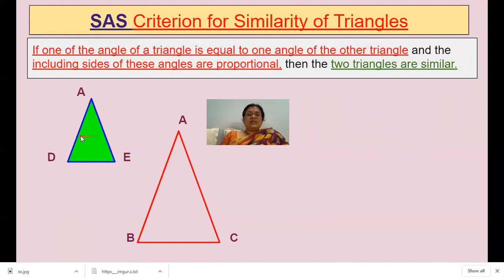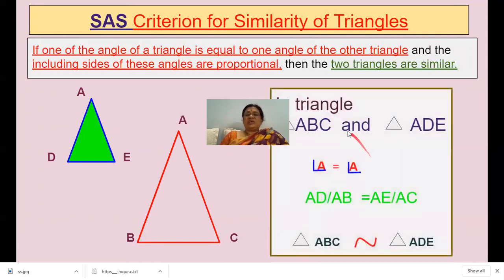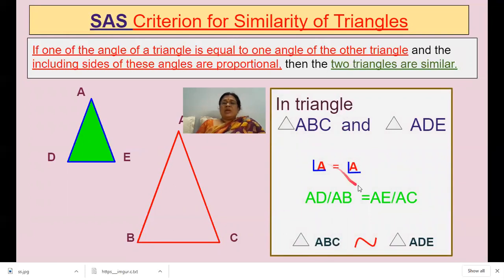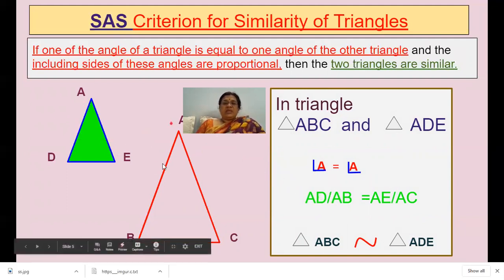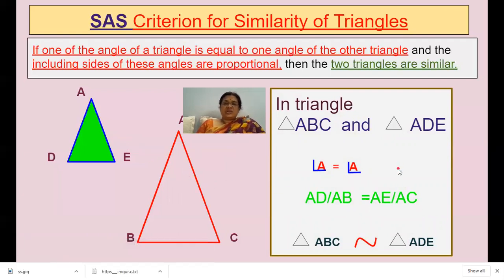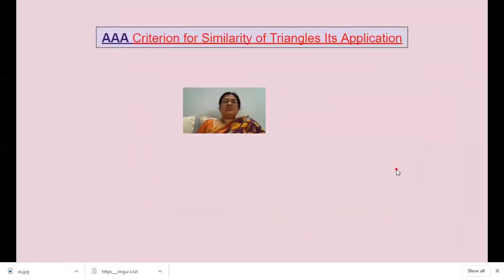So in this triangle and in this triangle, the angle is equal and the sides are proportional. In both triangles, the big triangle ABC and the small triangle ADE, angle A remains the same, and the side AD by AB, the big triangle side, is equal to AE by AC. And you can say these two triangles are similar with each other.